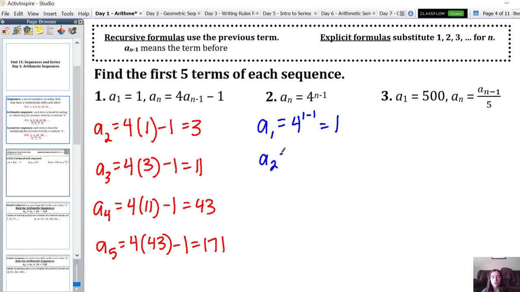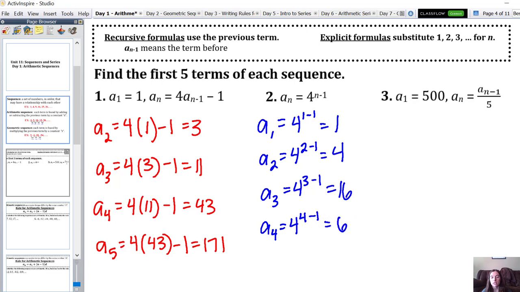To find a sub 2, we need 4 to the power of 2 minus 1. 2 minus 1 is 1. 4 to the 1 is 4. For a sub 3, we need 4 to the power of 3 minus 1, which is 4 squared, which is 16. A sub 4 would be 4 to the power of 4 minus 1, which is 4 cubed, which is 64. And then for a sub 5, we need 4 to the power of 5 minus 1, 4 to the power of 4, which is 256. And those are the first 5 terms in this sequence.